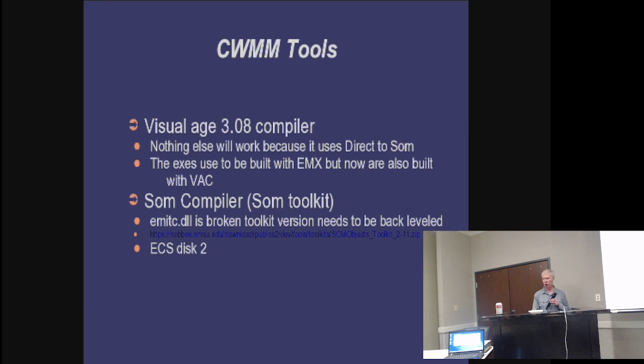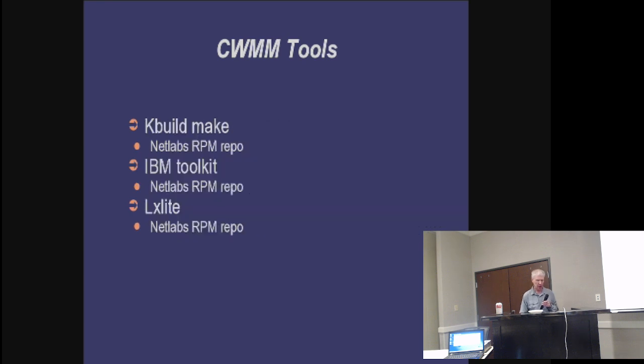You also need to have the SOM compiler, the SOM toolkit installed, and there's a version on Hobbes, and you don't want SOM 3, you want SOM 2.11. It's also on ECS Disk 2, if you happen to have that. Does that come with the Visual Age compiler, or is it a separate thing? It's separate. You need kbuild make. Again, this seemed like an odd choice, but that was what it was originally built with. You also need the toolkit and LX Lite.